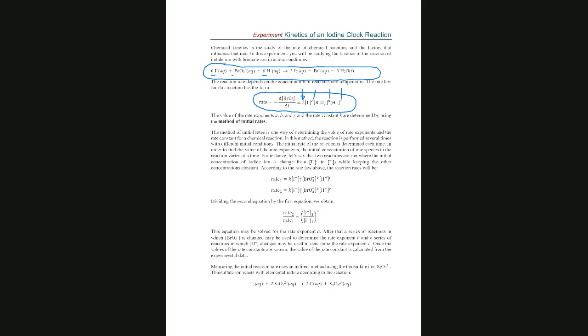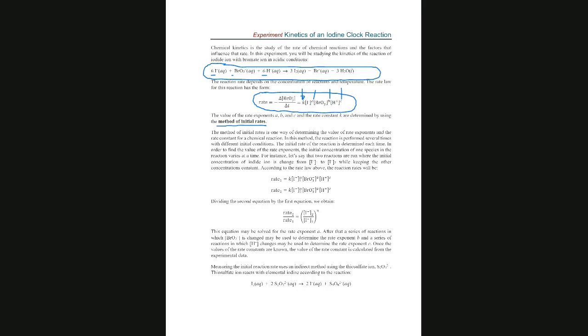How are we going to do that? Let's see what else. It says here that we are going to use the method of initial rates. This is how we are going to calculate the order of the reaction and the constant. What is the method of the initial rates?